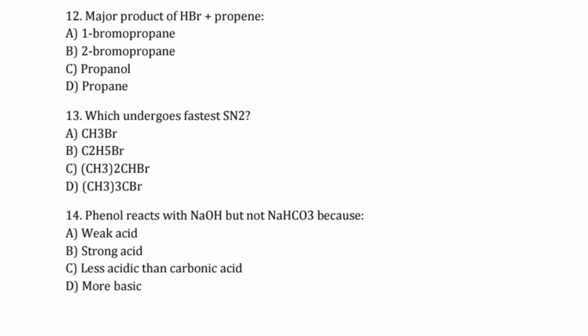Now, which undergoes the fastest SN2? We already know that for SN2 reactions, the order is methyl greater than 1 degree greater than 2 degree greater than 3 degree. So our answer here is methyl bromide.